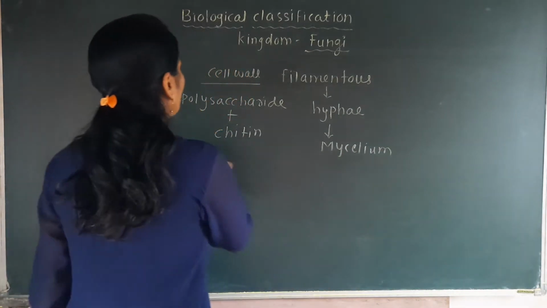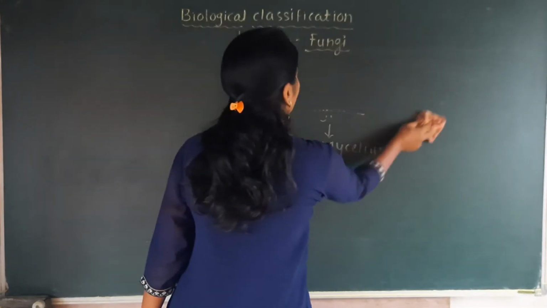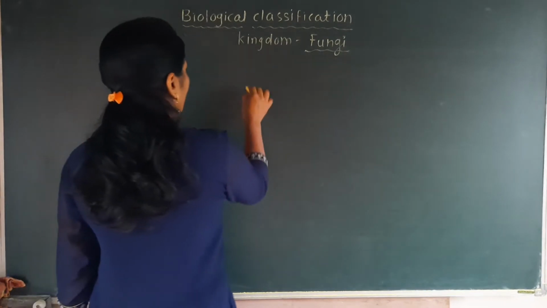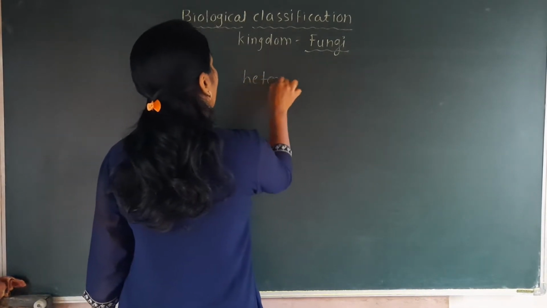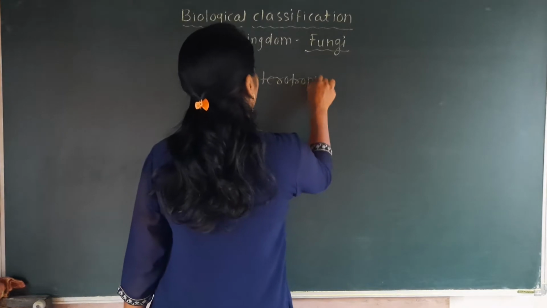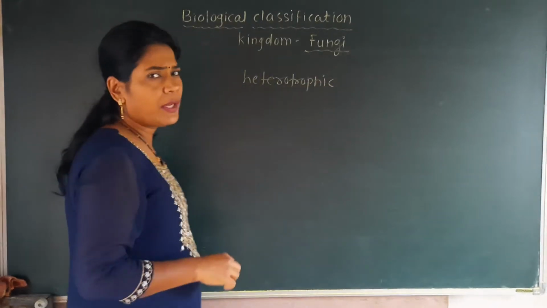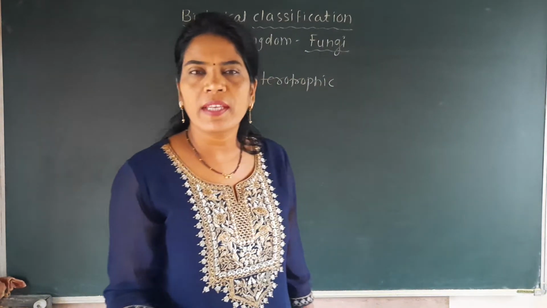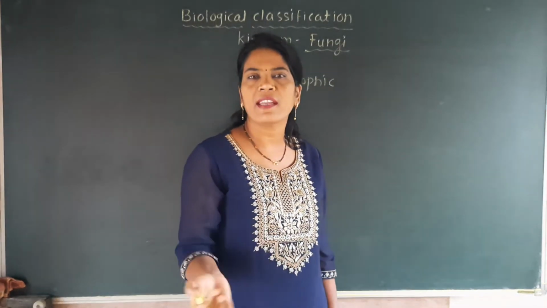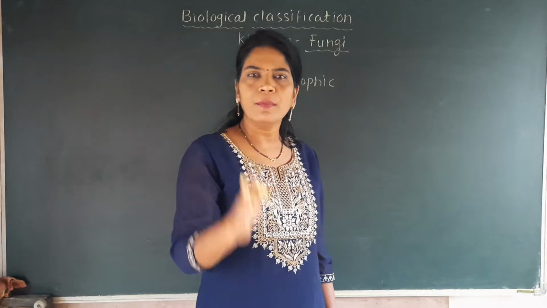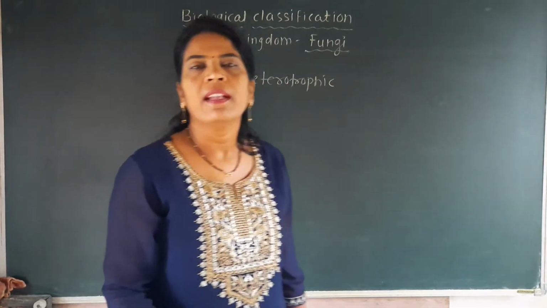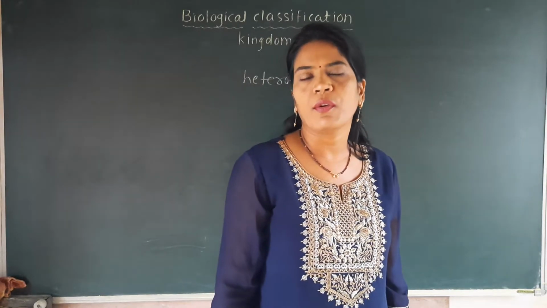Now we are going to discuss the heterotrophic nature of these fungi, because we have seen that all fungi are heterotrophic. They do not have any pigments in their body for photosynthesis. They do not have any other machinery in their body for carrying out photosynthesis. So they depend on other organisms for their food requirement. That's why they are called heterotrophic.